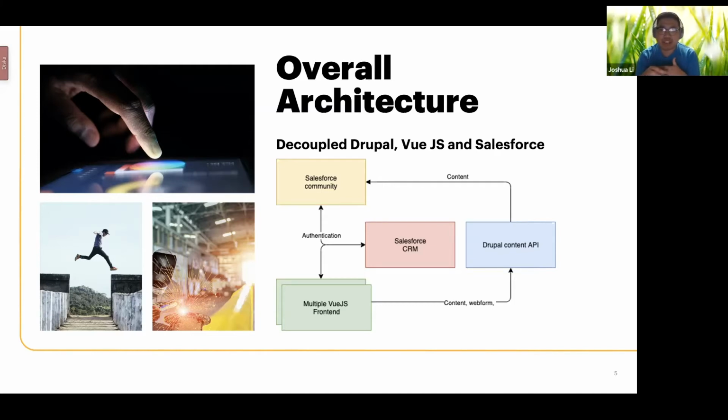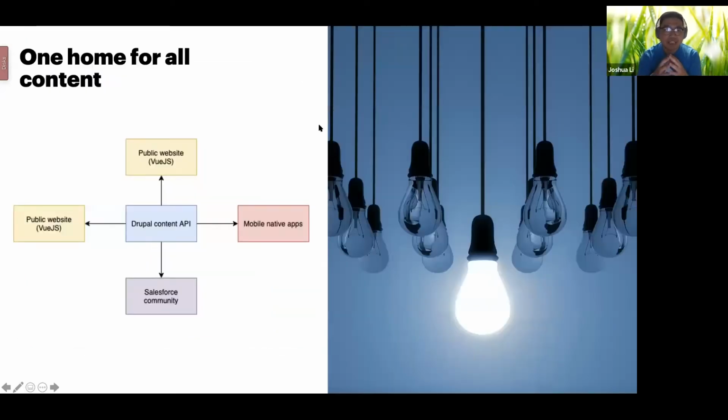When a user is trying to log in either from the Salesforce frontend or Drupal frontend, the authentication happens via RESTful API between the frontend and the Salesforce CRM. Of course, Drupal's RESTful API distributes the content to the frontend. Here is some detail about how Drupal distributes the content. We have 2 Vue.js frontend websites hosted on a Node.js server. Then we have 1 mobile native app consuming the content from Drupal. Then we have the Salesforce frontend also consuming the content from the Drupal repository.